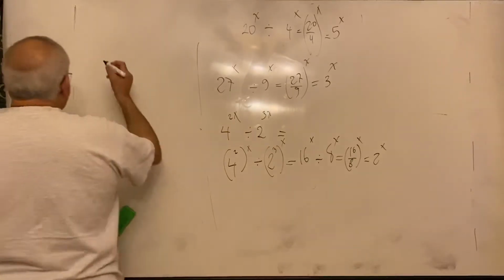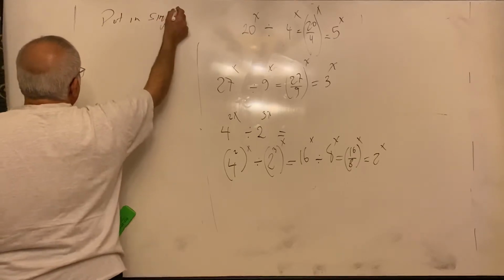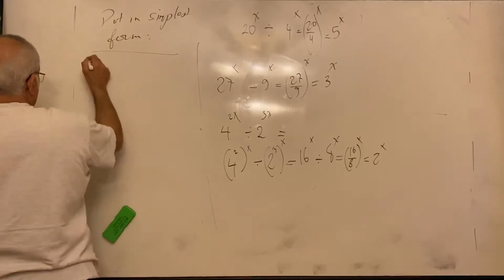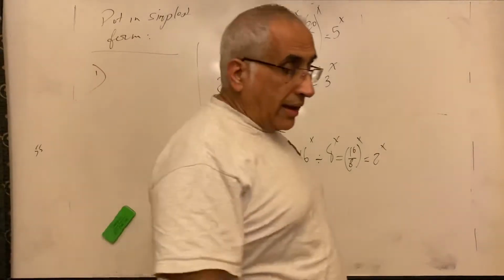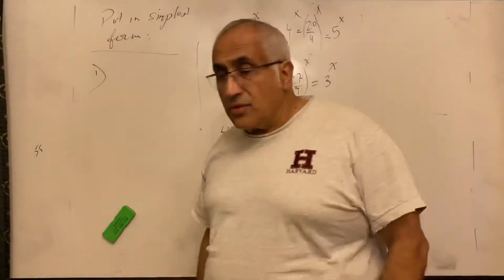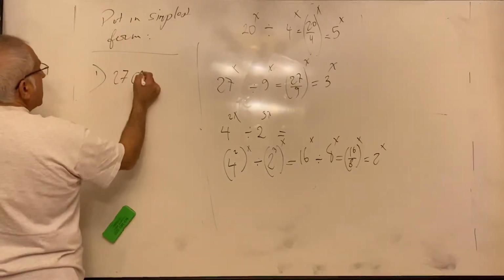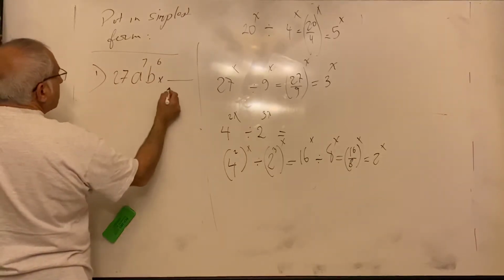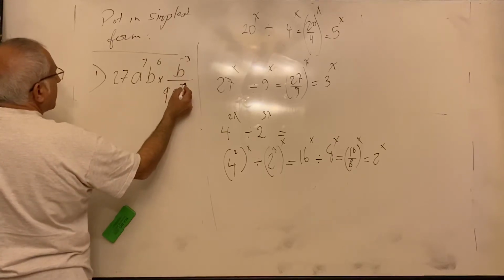So let's put a question here. Put in simplest form. Let's have an example. Just get used to it. I can look at your lecture notes. In your lecture notes, there are many examples over there. For example, 27a to the power 7 b to the power 6, and that's to be multiplied by 9. Here we have b to the power -3, and there we have a to the power -8.